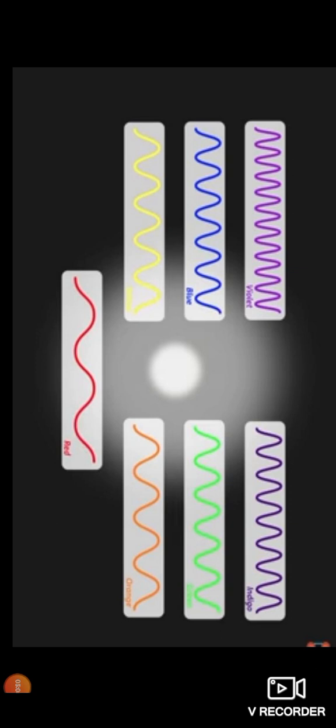Indigo has a comparatively greater wavelength than violet. Blue color's wavelength is more than indigo and violet. Green color's wavelength is more than blue, violet, and indigo. And in this way, you can see the red color has the biggest wavelength.